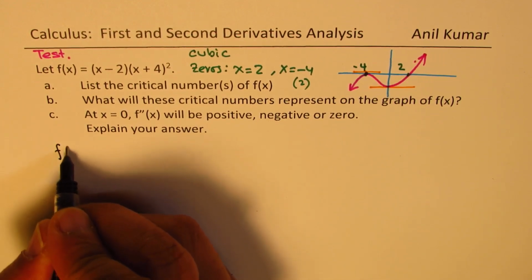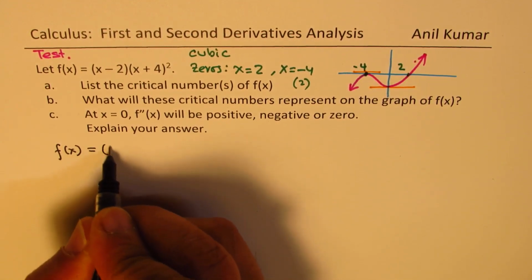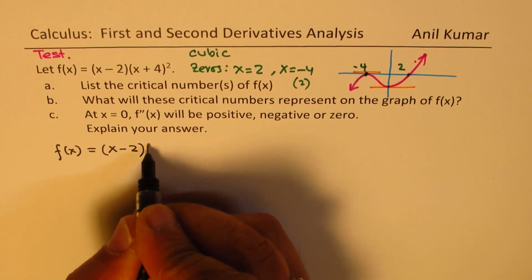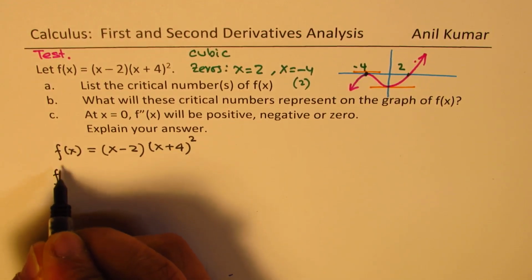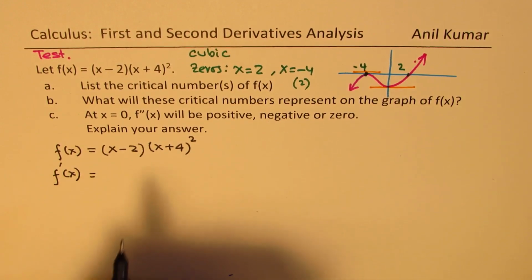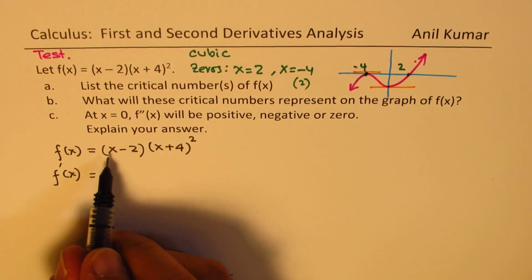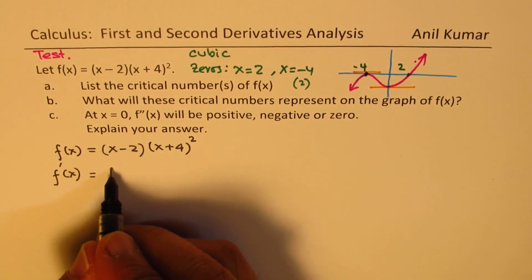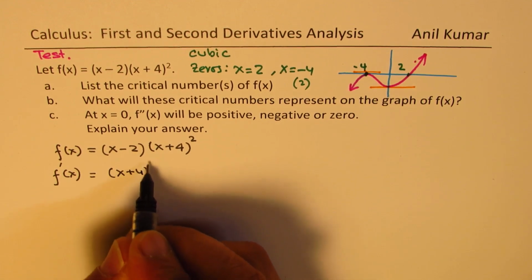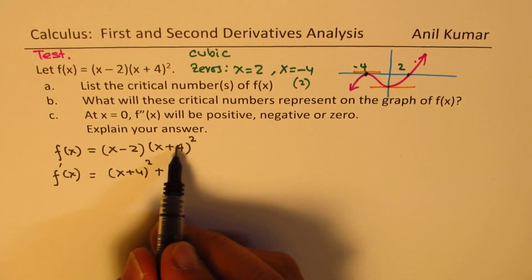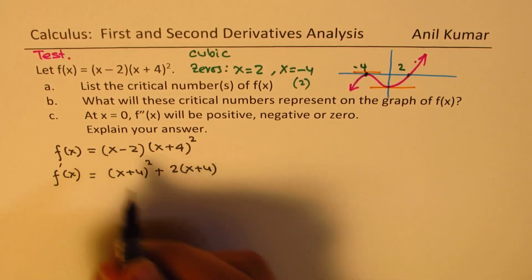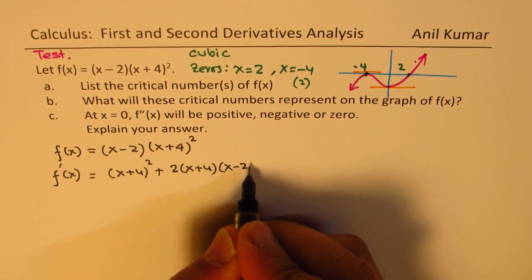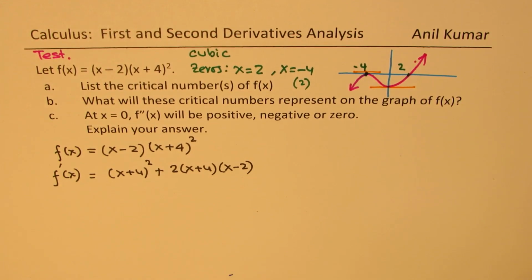We are given the function f of x as x minus 2 times x plus 4 whole square. Let's find the derivative of this function. Applying the product rule, the derivative of x minus 2 is 1. So we get x plus 4 whole square, plus the derivative of the square, which is 2 times x plus 4 times x minus 2. Now that becomes the derivative.